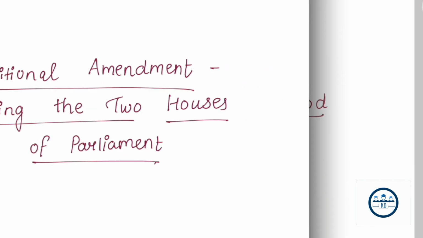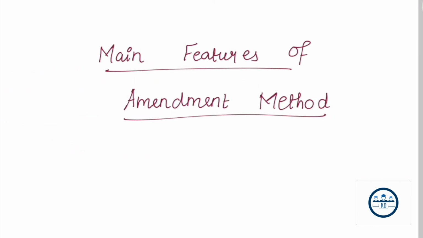Next we are looking into main features of the amendment method. The power to amend the Constitution is mainly with the Union Parliament. No amendment can be made without Parliament's action and consent. Union Parliament alone has the power to initiate bills for amending the Constitution. There are three basic ways in which amendments can be made. Most provisions can be amended by Union Parliament by passing an amending act by majority of total membership and a two-third majority of members present and voting in each house.